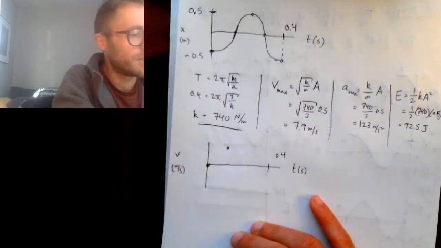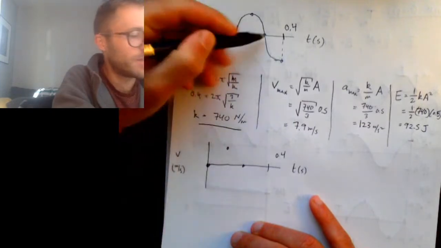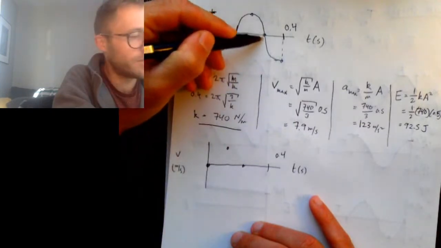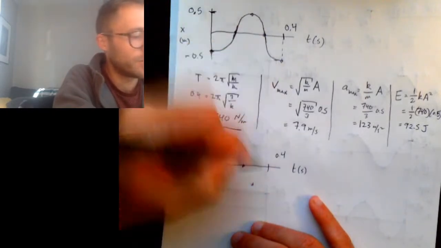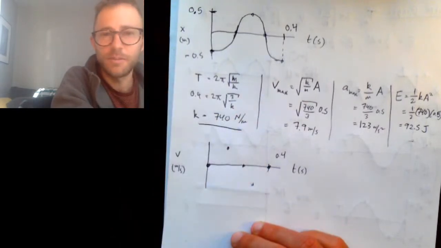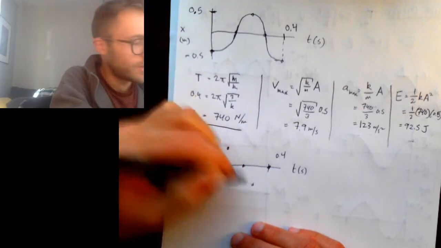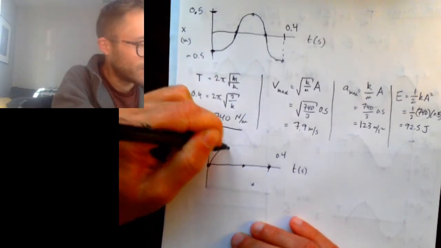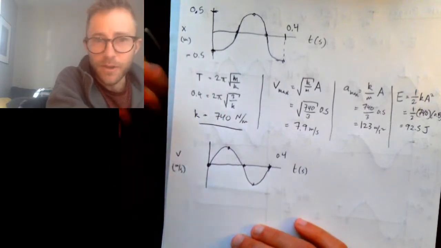Here the slope is 0. So I'm going to mark 0 at that time. Here the slope is negative. So I'm going to mark negative at that time. Here the slope is 0. So I will mark 0. So I can see I have all these dots. So I just connect the dots. Okay. So I've found the general shape.